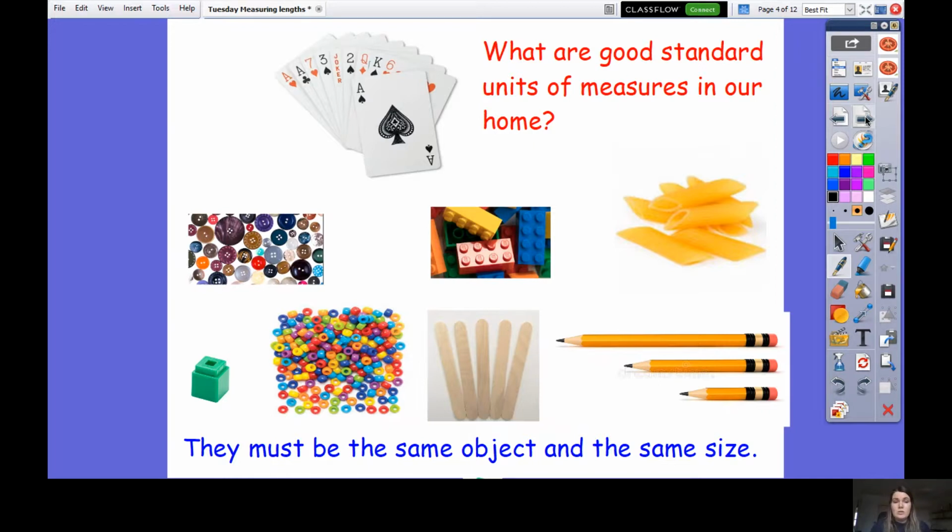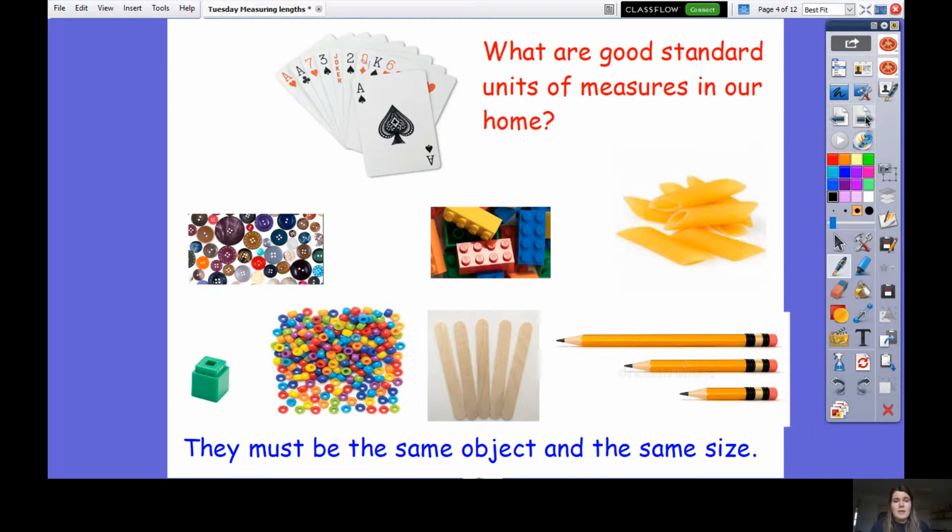Same for beads. You could use beads. You'd probably need a few beads if you were going to measure with beads today, but they just have to be the same size. Or if you've been eating a lot of lollies, which I don't think many of us have been doing because it's been very cold, something like lollipop sticks would be the same size. Now you might have pens and pencils that are the same sizes. If you do, you can definitely use them, but please make sure that they are the same size.